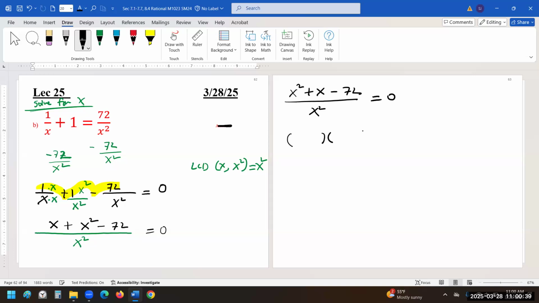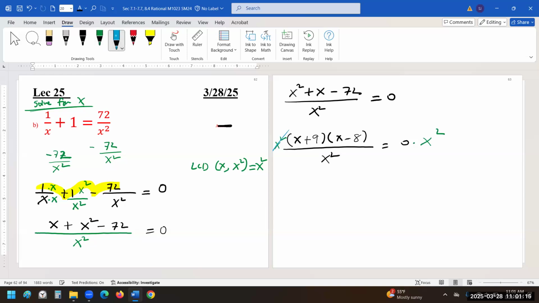Can we factor the numerator? Which two numbers? 9 and 8, yeah. And how about the sign? Positive 9, negative 8. Can you cancel anything from the numerator and denominator? That means now we can get rid of the denominator. If we don't want the denominator, what can we do to make it disappear? We multiply both sides by the denominator.